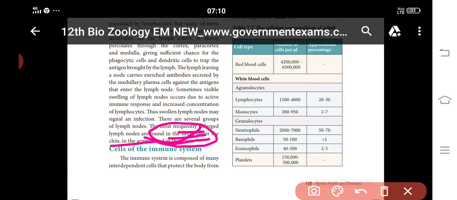So the lymph nodes filter the pathogens at that time. During the time the pathogens are filtered, the lymph nodes drain them. Next is the cells of the immune system.